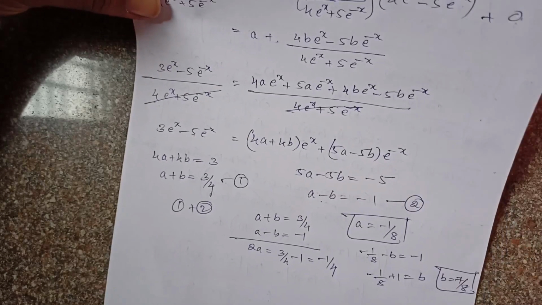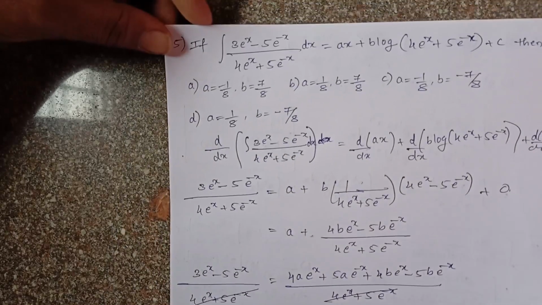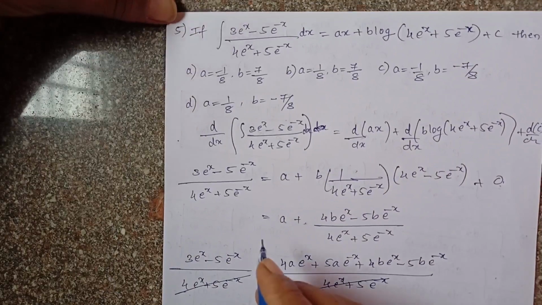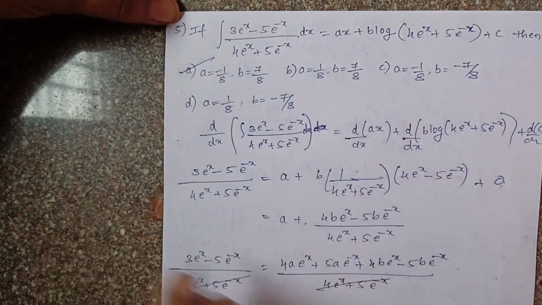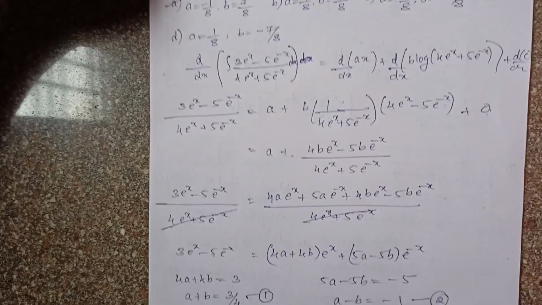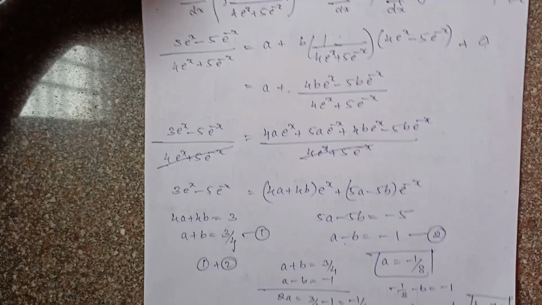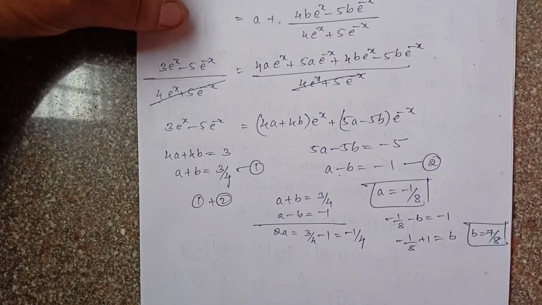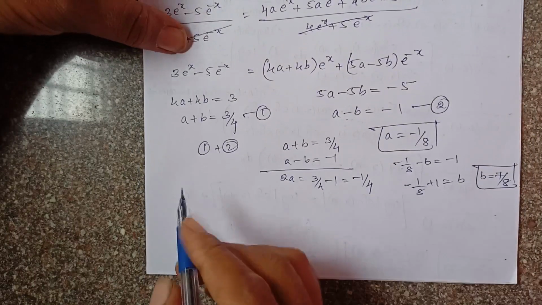Okay, which option is correct here? a is equal to -1/8, b is equal to 7/8. So A is correct. This is solving the problem using the differentiation concept. Using integration also we can try it. Let me tell you how to solve.